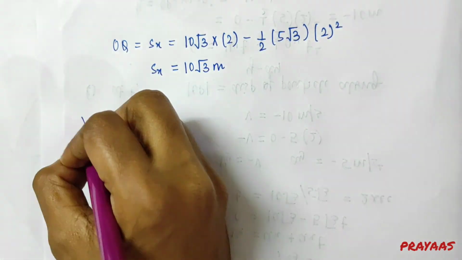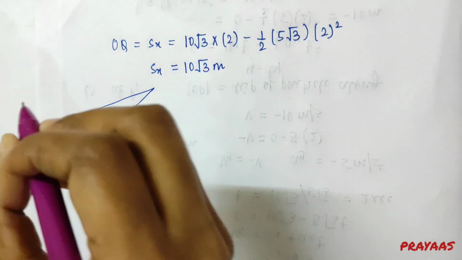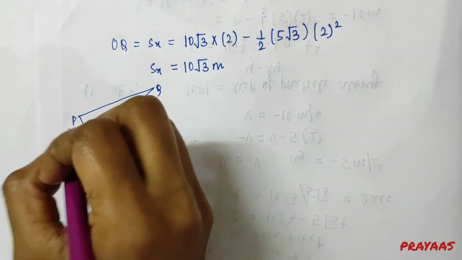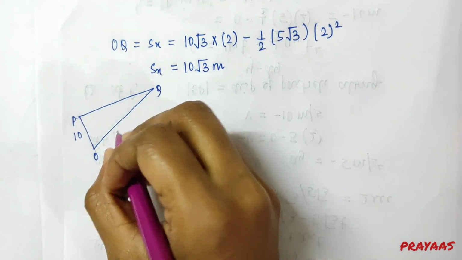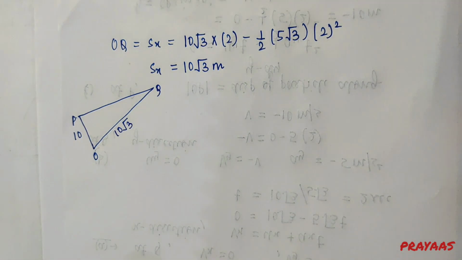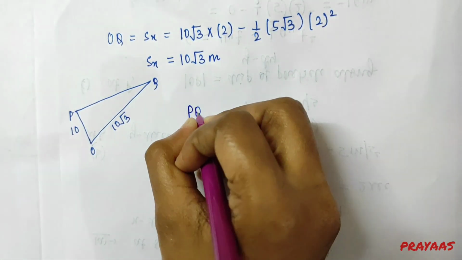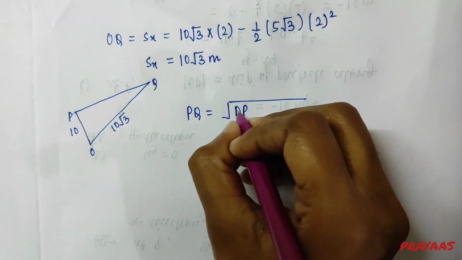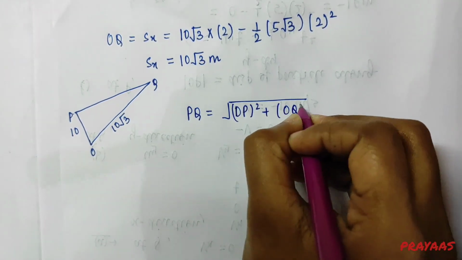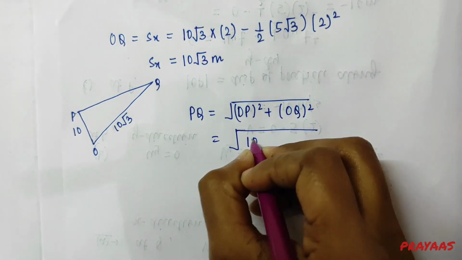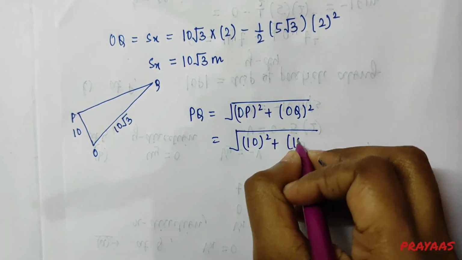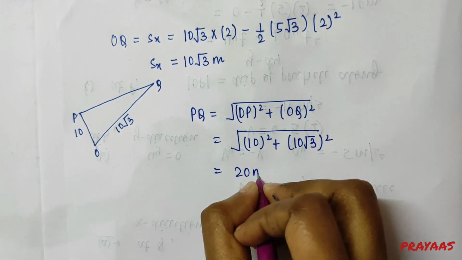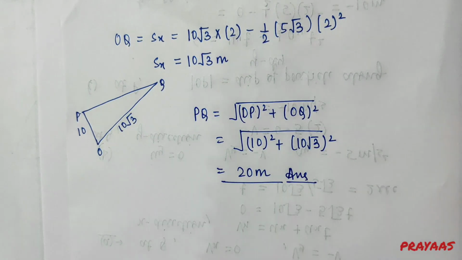So a triangle will be formed like this. This is P, this is Q, this is O. This distance OP is 10. This distance over here is 10 root 3. So by applying the Pythagoras theorem, I can say that PQ will be equal to the square root of OP squared plus OQ squared. OP is 10, so 10 squared, and OQ is 10 root 3. So the value of PQ will be 20 meters, which is the answer. Thank you.